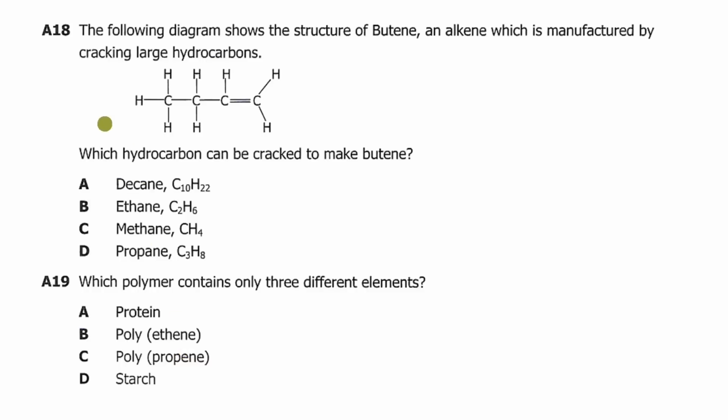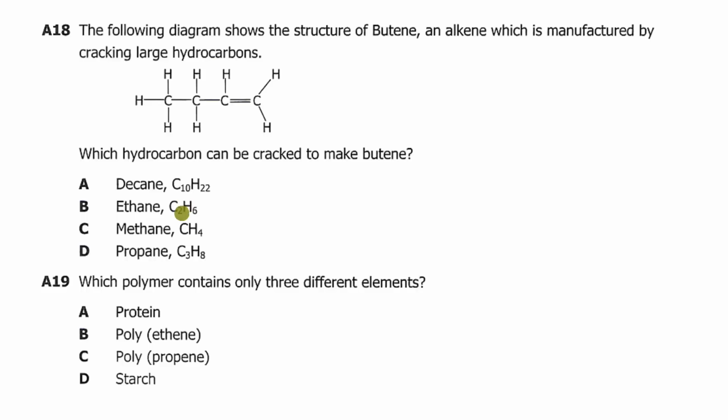Then we go to this 18. The following diagram shows the structure of butene, an alkene which is manufactured by cracking large hydrocarbons. Okay, so this is butene, 1, 2, 3, 4. Which hydrocarbon can be cracked to make butene? So this one has how many carbon? 1, 2, 3, 4. This one, you can crack a large molecule to get this.